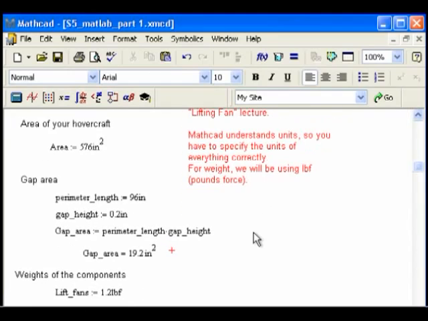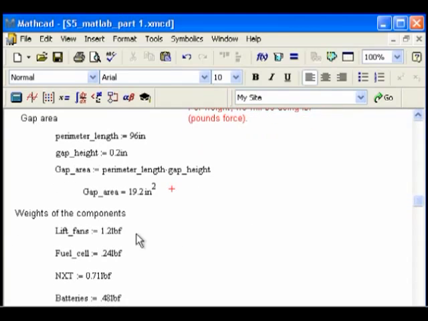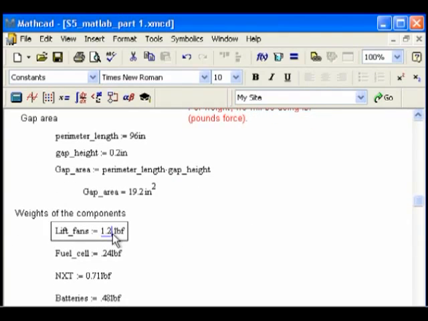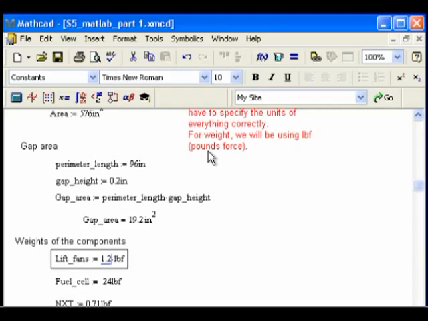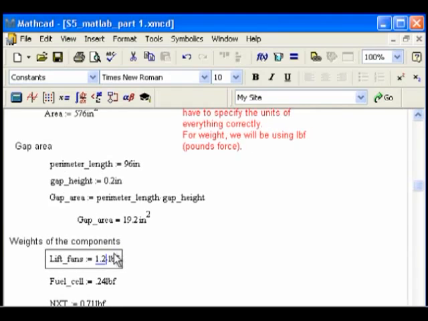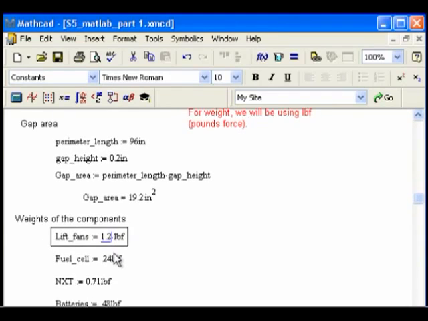So let's scroll down here. The weight of all the components, I've entered all these things. Now, MathCAD's got a funny thing because it thinks pounds is a mass, which as a mechanical engineer drives me crazy, because a pound is not a mass. So you have to use LBF, which stands for pounds force. That's just one of the things we have to talk about. So pounds force. And this is all from the lifting fans example.